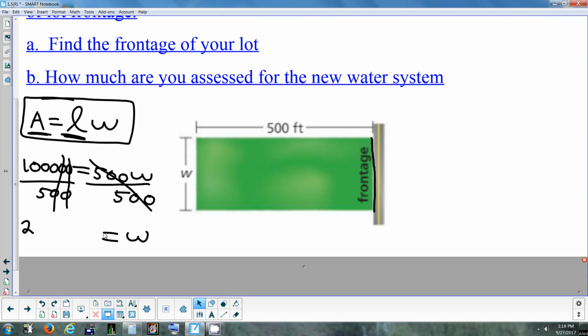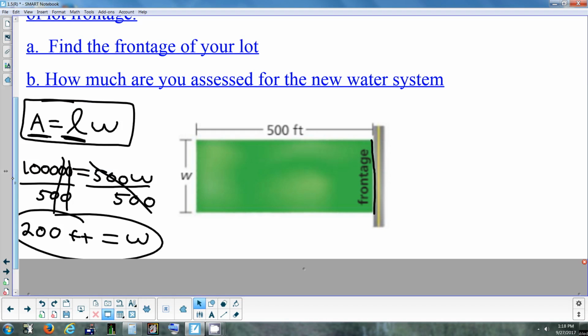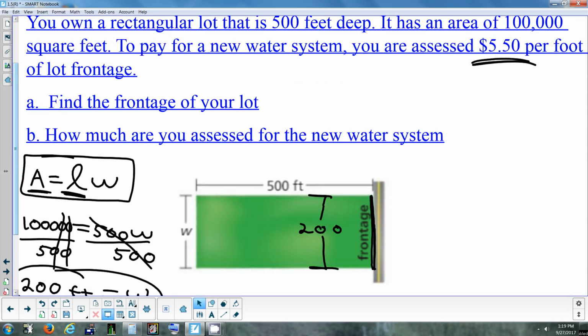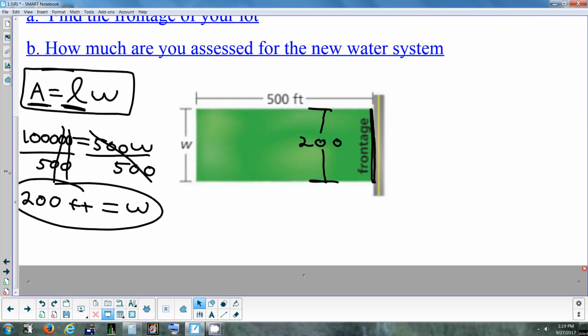Length they gave us. So what should the unit be? 200 square feet? Careful, square feet is area. Feet. So you had the right idea with feet. So the width of our yard, or the part of the yard that runs along the road, is how long? 200 feet. That's the width, but what do they call it in this problem? The frontage. That's the part of your yard that runs along the road.